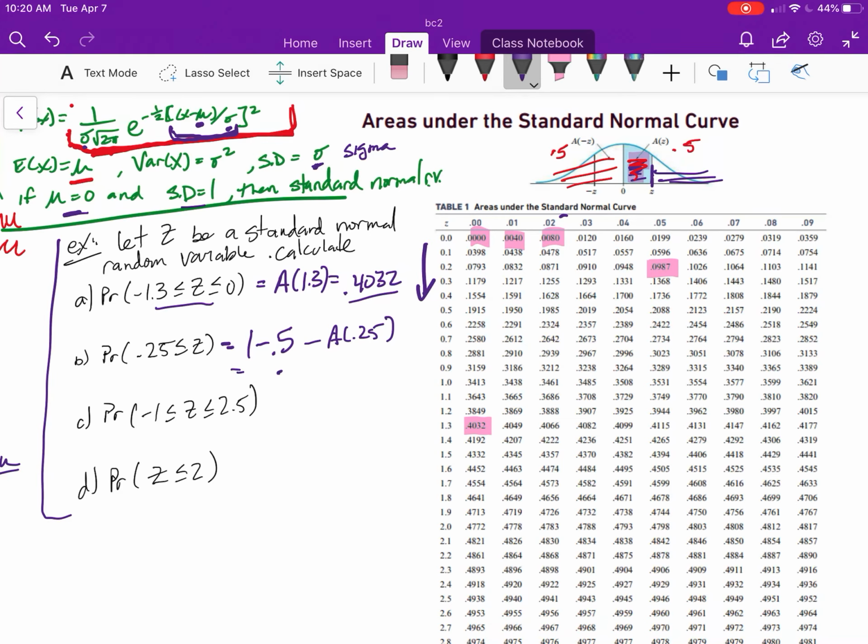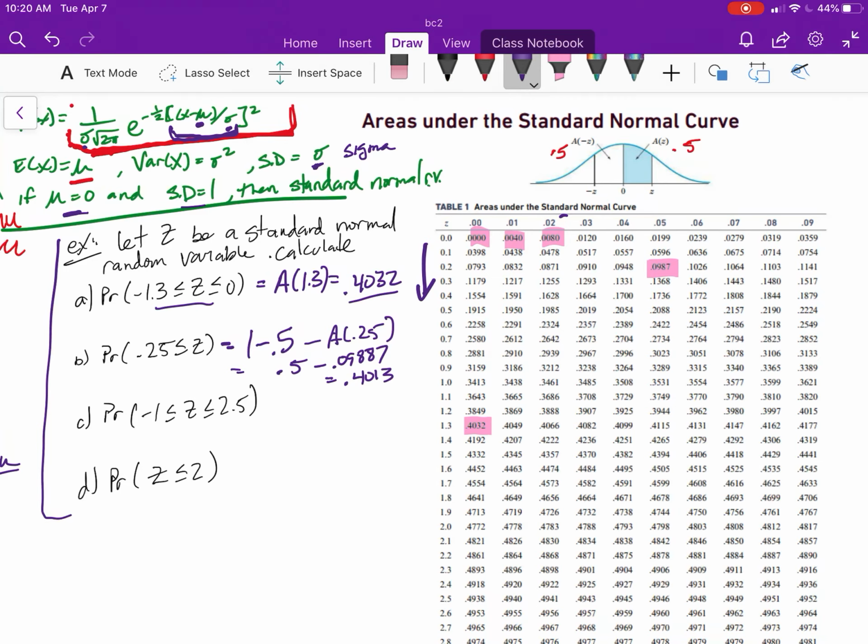So 1 minus 0.5 is 0.5, subtract that 0.0987, and we get 0.4013. Yeah, 0.4013. Okay. Next example.